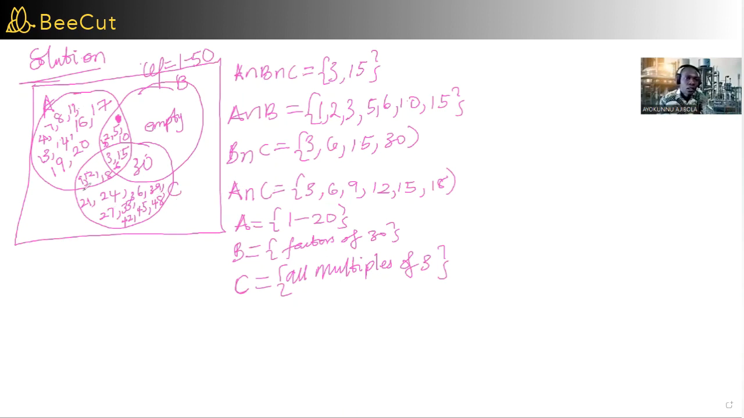So now let us check. Is there anything in the universal that has not been catered for in the 3 circles? Those things are to be inside the rectangle, not inside any of the circles. So let's check from 1 to 50 now. I've seen 1 to 20. So let's go beyond 20. Is 21 in the circles? Yes. No 22 in any of the circles. So I can see 22 outside here.